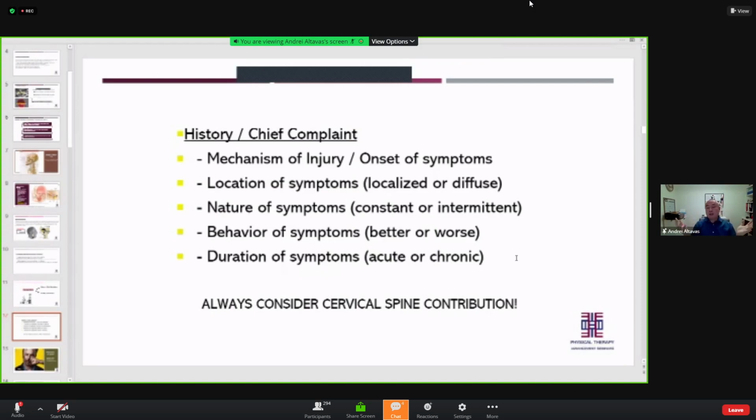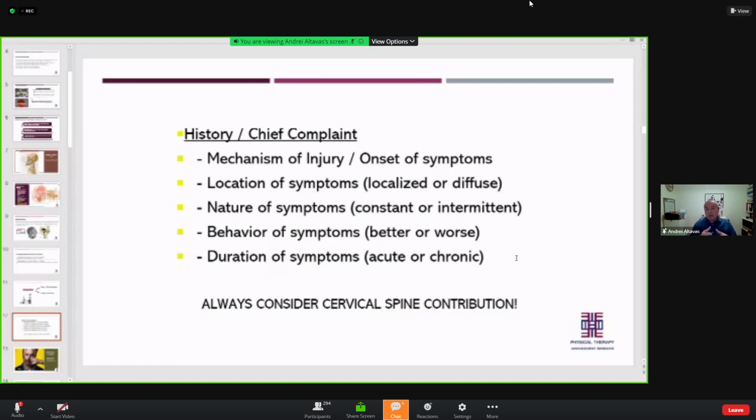Now, if the symptoms are diffuse, that's another thing. You have to determine whether that pain is non-localized. It can be felt anywhere in the arm or even down the arm. That can lead you into looking at the cervical spine, because we all know that pain from the cervical spine can generate pain down the arm. So location of symptoms is important.